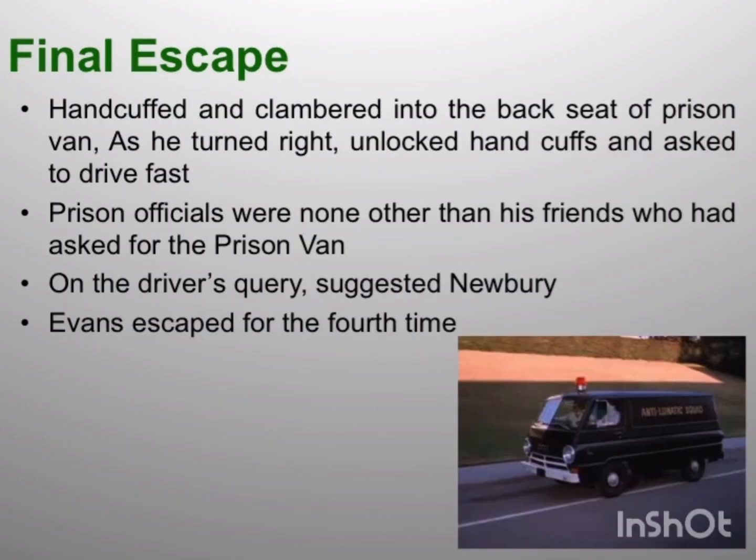As the prison van turned right from Chipping Norton onto the Oxford Road, the silent police officer unlocked the handcuffs. He leaned towards the driver and asked him to move on fast. The driver inquired in a broad Scots accent where they should make for. Evans suggested going to Newbury. Evans had the last laugh. He had escaped from the prison once again, as the prison officer and the prison van were also part of his plan. Finally, he becomes a free man.